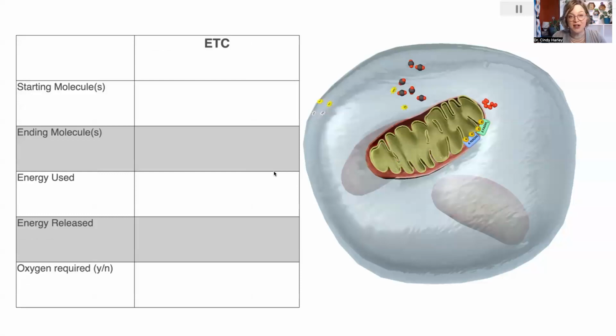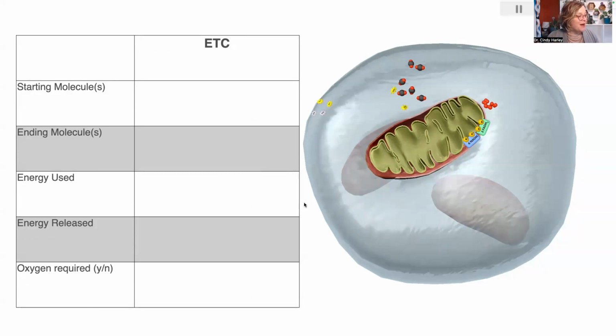Now, when we get to the electron transport chain, this is one of the places where you're going to look at this model and think, that is not the level of detail that maybe I want my students to have. Depending on the course you're in, there's a way around it, and I'm going to show you that. And it's actually really cool.